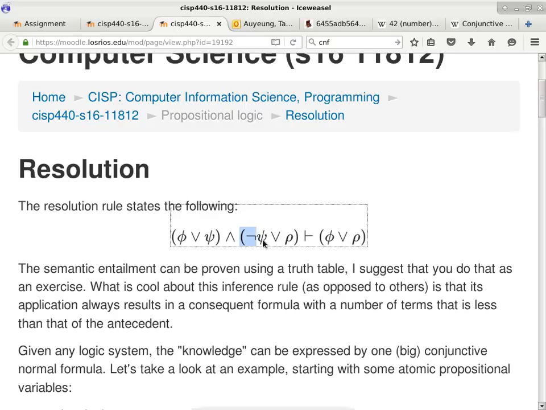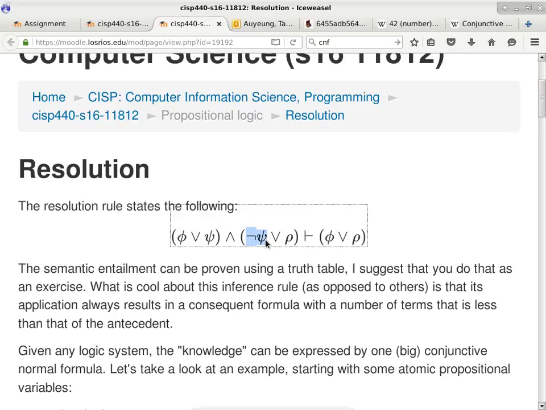The other side says not psi or rho. Once again, we don't know individually whether they're true or not. But one thing we know for sure is psi and not psi cannot both be true at the same time. That makes sense because they're negations of each other. So the question is, using this on the left-hand side, is the inference making any sense? Can we infer that rho or phi is true? Does that make sense? Can we make that conclusion?